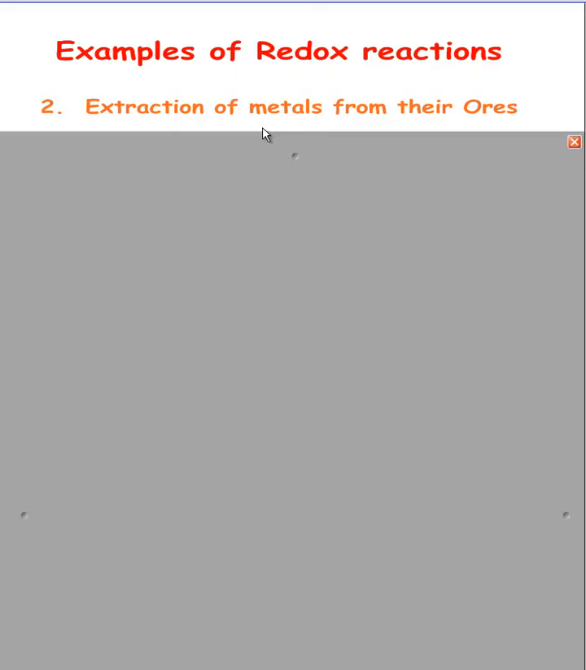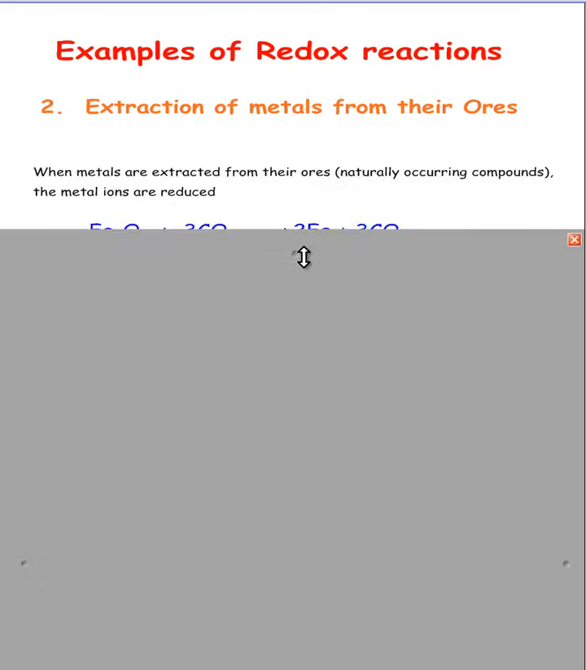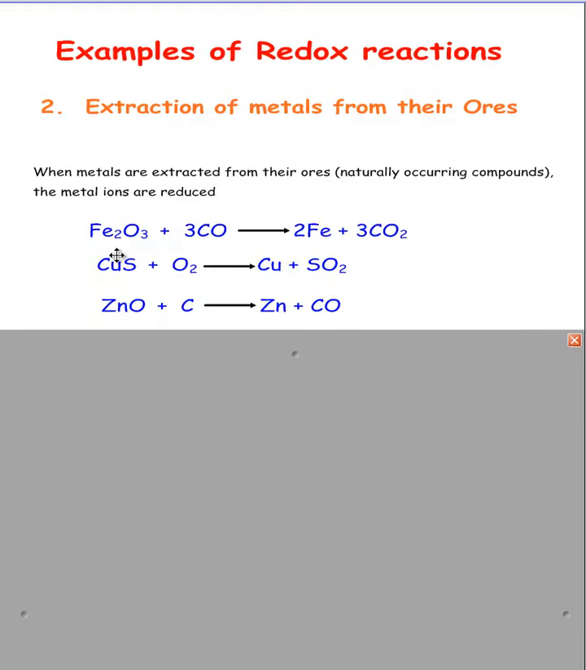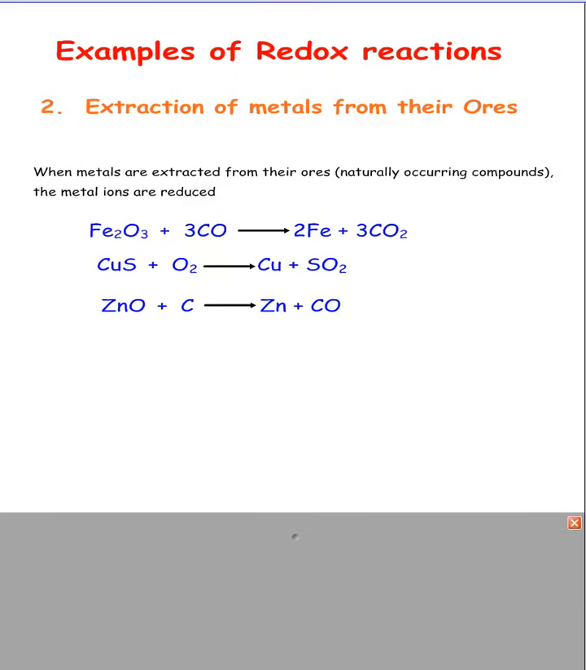Now, examples of other redox reactions are the extraction of metals from their ores. Here are 3 ores: iron ore, copper ore, and the zinc oxide ore. The iron is produced from that ore through an oxidation reduction process, and the same there and there. I won't write the half equations for that.